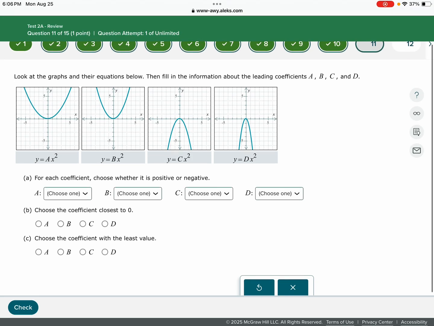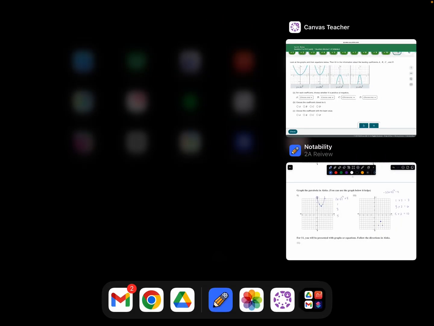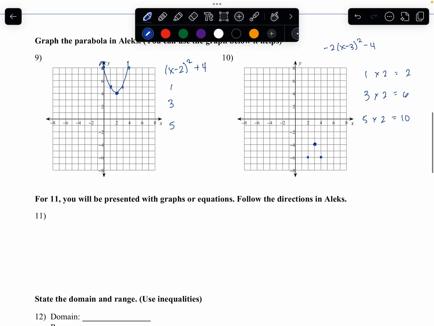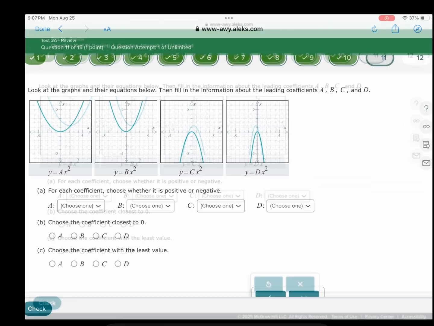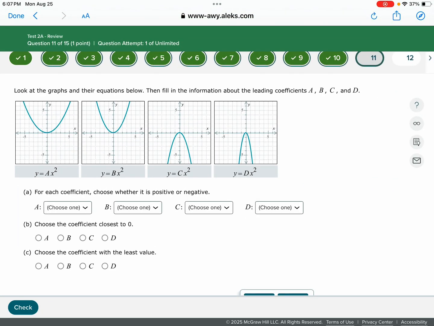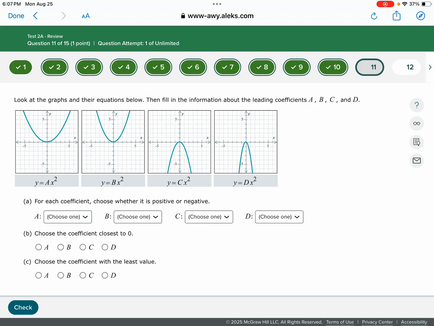Alright, for 11. Now for 11, I have some notes here. For 11, you will be presented with graphs or equations, and you should follow the directions in ALEKS. For 11, I've been given graphs. You might have a problem where it gives you equations, and maybe I can try and find some of those in this video. Maybe I'll try and do that.